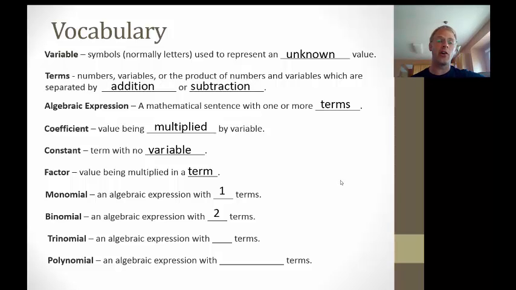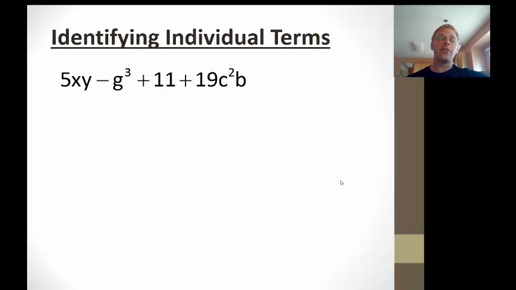Same deal with the trinomial. Tri we hear in tricycle, and how many wheels are there in a tricycle? 3. So we hear that 3 terms in our trinomial. Now, if it has 4 or more terms, we're going to call it a polynomial. We're not necessarily going to give it a specific name at that point. So these are some important vocabulary words. If you got any questions on these, again, make sure you write them down, bring them into class, we'll talk about them.